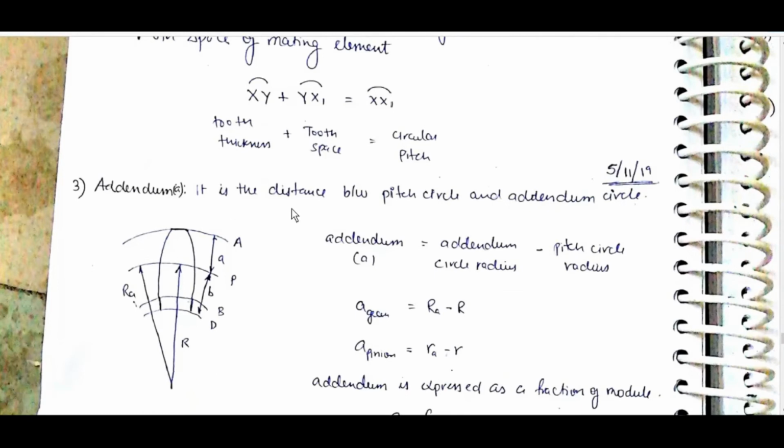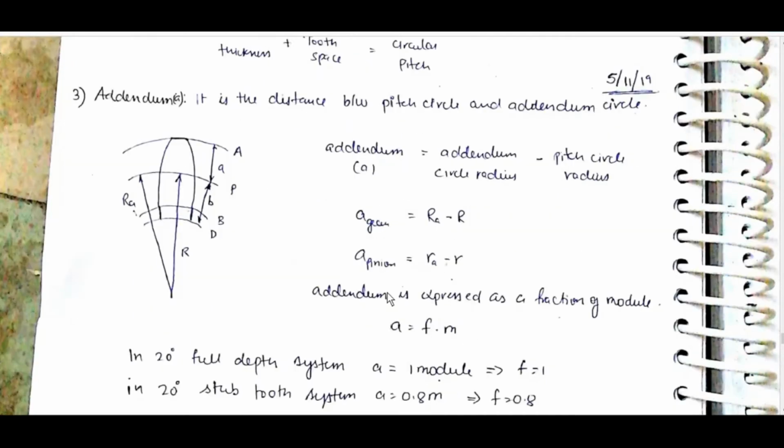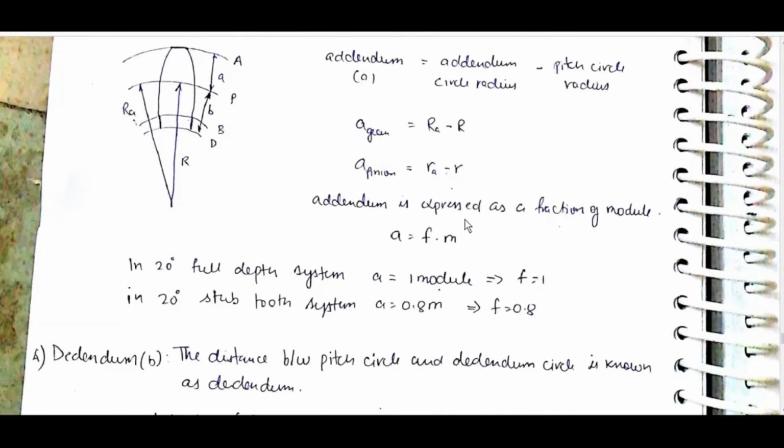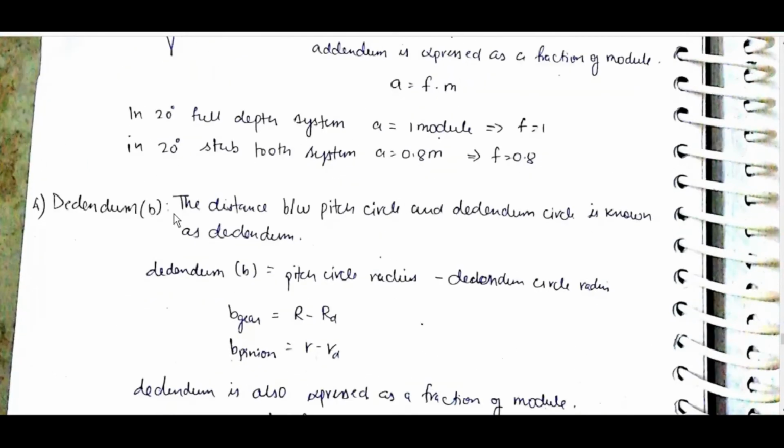Addendum A is the distance between pitch circle and addendum circle. Addendum A is equal to addendum circle radius minus pitch circle radius. A gear is equal to RA minus capital R. A pinion is equal to small ra minus small r. The addendum is expressed as a fraction of module. A is equal to Fm. In 20 degrees full depth gear system, A is equal to 1 module, F is equal to 1. In 20 degrees stub tooth system, A is equal to 0.8 m, F is equal to 0.8.